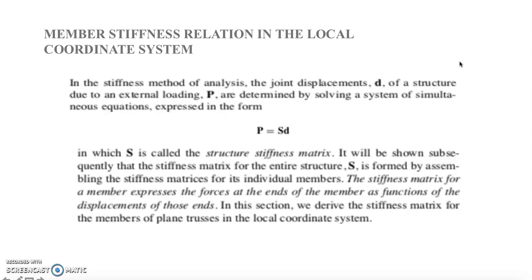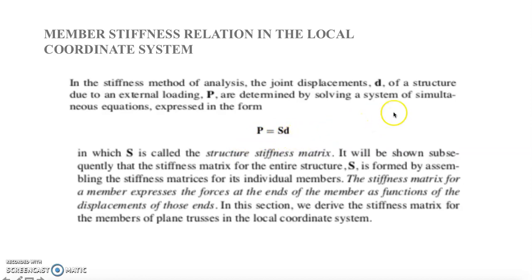Now we're going to discuss the member stiffness relation in the local coordinate system. In the stiffness method of analysis, the joint displacements D of a certain structure due to an external loading P are determined by solving a system of simultaneous equations expressed in the form P = S times D. Take note that S is our structure stiffness matrix, P is our joint load vector that we identified a while ago, and D is our degrees of freedom that we're going to solve.